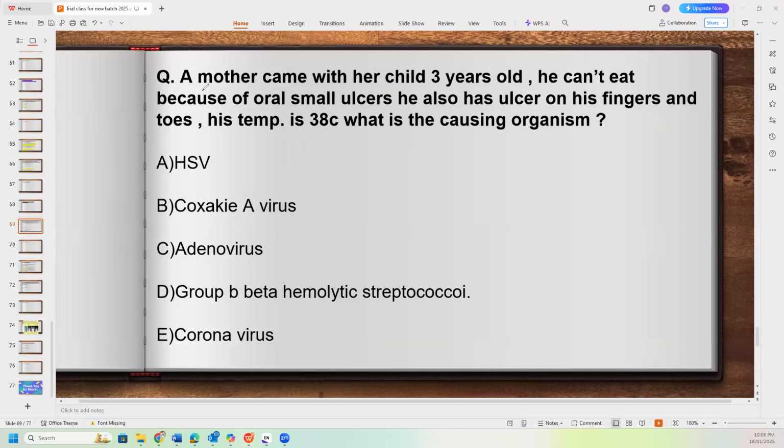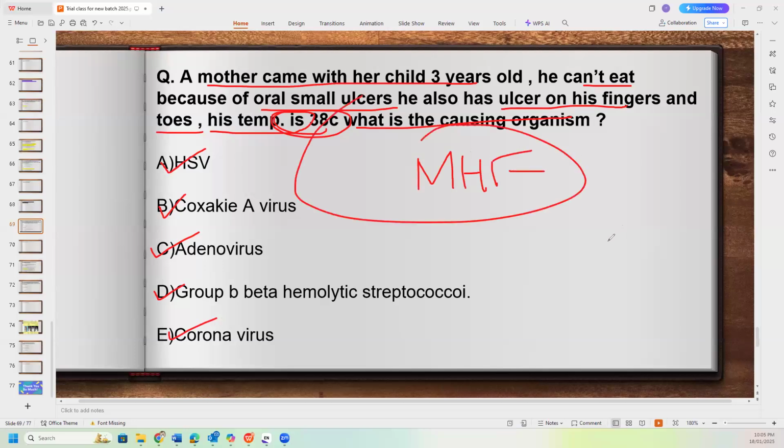All right. Next one. A mother came with her 3-year-old child. He can't eat because of small oral ulcers in his mouth. He also has ulcers on his fingers and toes. His temperature is borderline febrile. What is the causative organism? HSV, Coxsackie virus A, adenovirus, group B beta hemolytic streptococci, or coronavirus. Very common disease in children when they have ulcers in mouth, hand and foot. What is it called? Hand, foot, mouth disease.